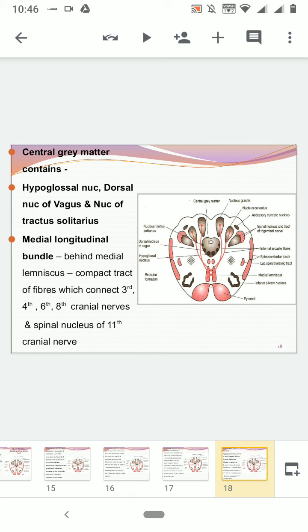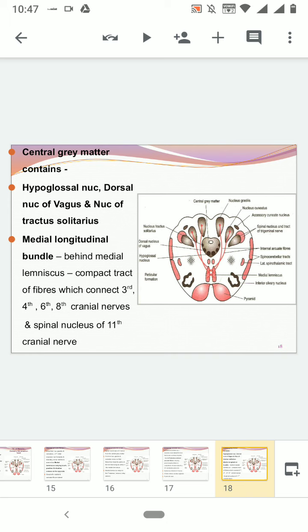In the central gray matter, you can see the hypoglossal nucleus, which is in the median plane. You have a small opening in the central gray matter because the medulla oblongata is still closed. The hypoglossal nucleus is there, and just lateral to the hypoglossal nucleus we have the dorsal nucleus of vagus and the nucleus of tractus solitarius. Now remember that the medulla oblongata is going to give rise to the last 4 cranial nerves, 9, 10, 11, 12. So definitely these nuclei give rise to these nerves. So the hypoglossal nucleus, dorsal nucleus of vagus and nucleus of tractus solitarius.